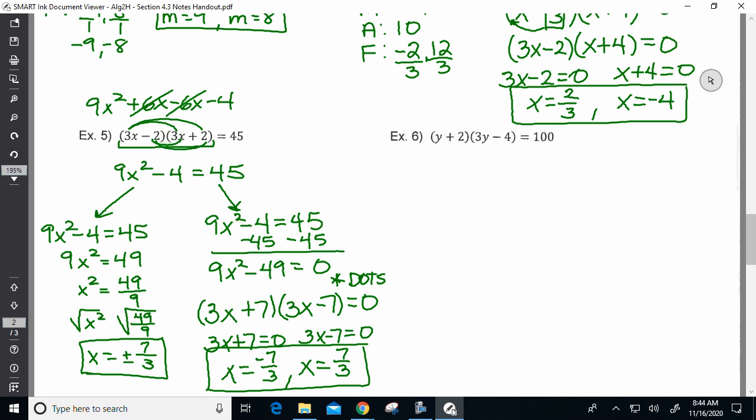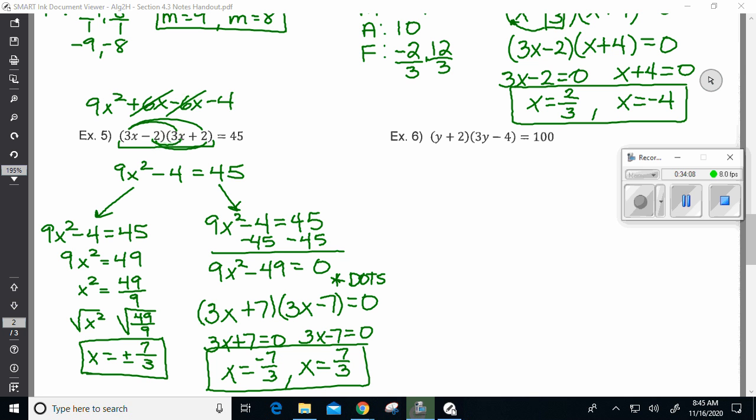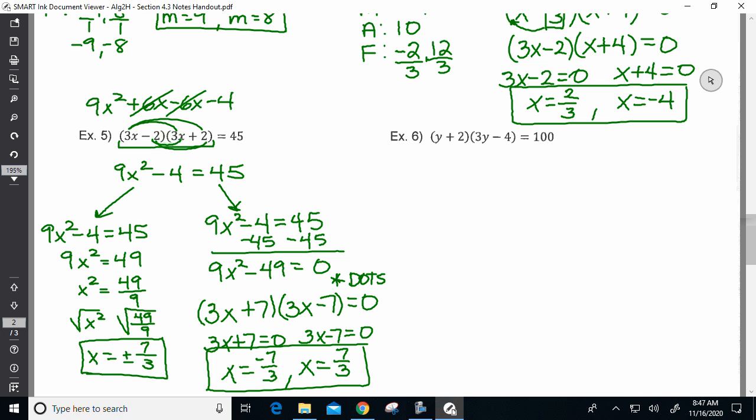So example 6, once it's done and put on Google Classroom, you'll see that the only way that's going to work is by factoring it. So again, example 5 is a special case in which, because that middle term dropped out, it allows you to either solve it using square roots or factoring. Example 6 is the type of problem in which there really is only one way to solve it, and that will be by factoring.